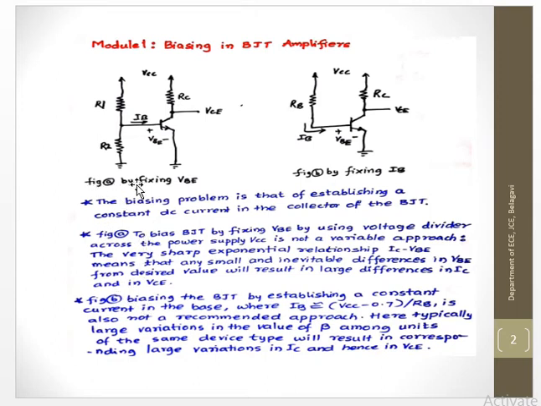In the first representation, figure A, biasing the BJT by fixing VBE using a voltage divider across the power supply VCC is not a viable approach. The very sharp exponential relationship between IC and VBE means that any small and inevitable differences in VBE from the desired value will result in large differences in IC and in VCE. So here they mean to say that VBE should be constant.